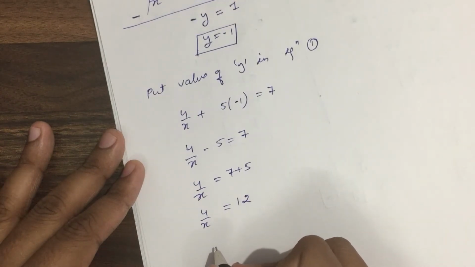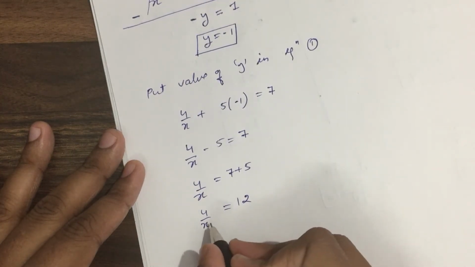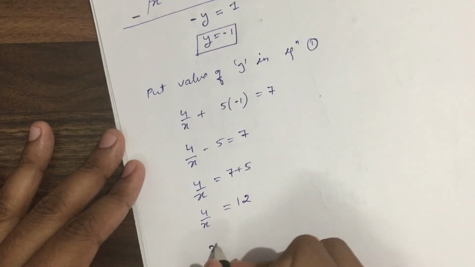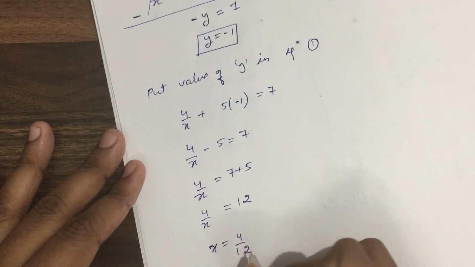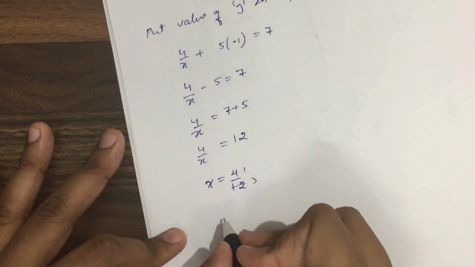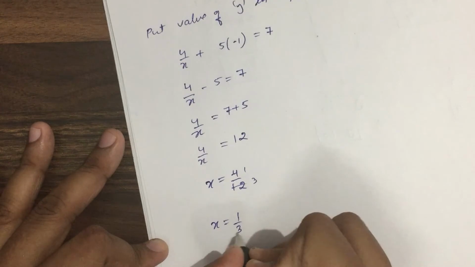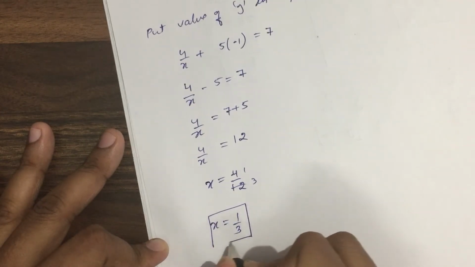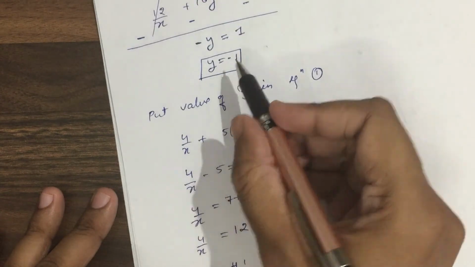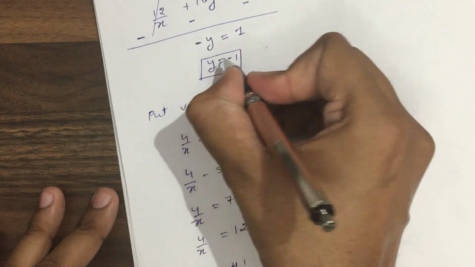So when x will go in the numerator, 12 will come here in the denominator. So x will be equal to 4 upon 12, which is 1 upon 3. So the value of x is 1 by 3. So x is 1 by 3 and y is minus 1. ठीक है, this is your answer.